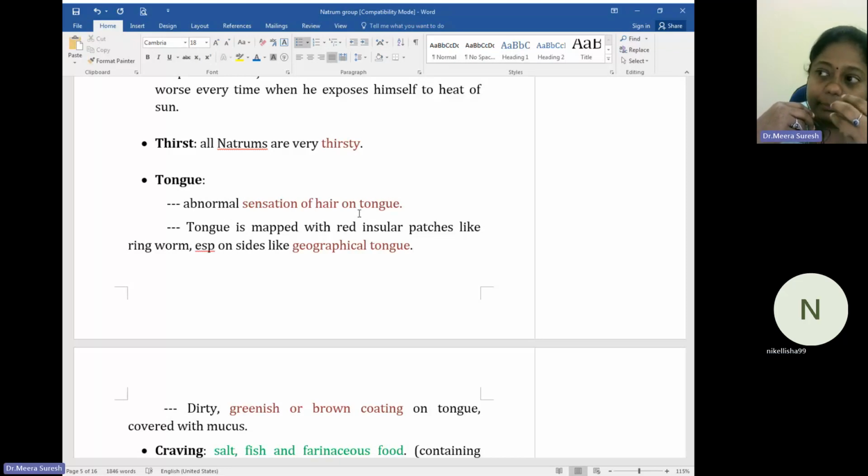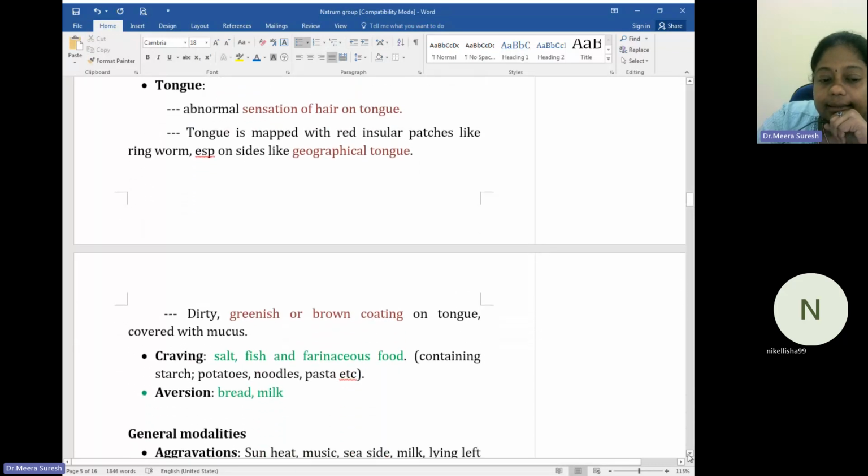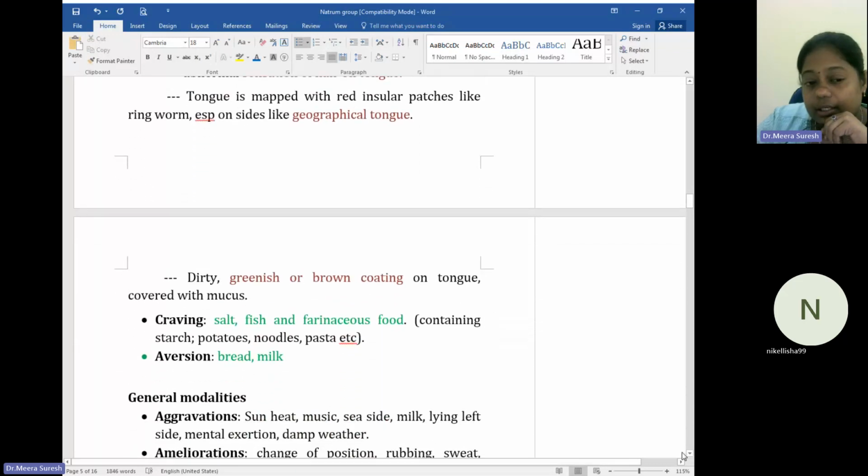Okay. But this map tongue or geographical tongue means that there will be some patches here and there. So when we examine the tongue of the patient, we feel like there are patches here and there, and it seems like a map. That is why it is called that. So that tongue is a characteristic feature of Natrum mur, the mapped or geographical tongue, and then the coating.